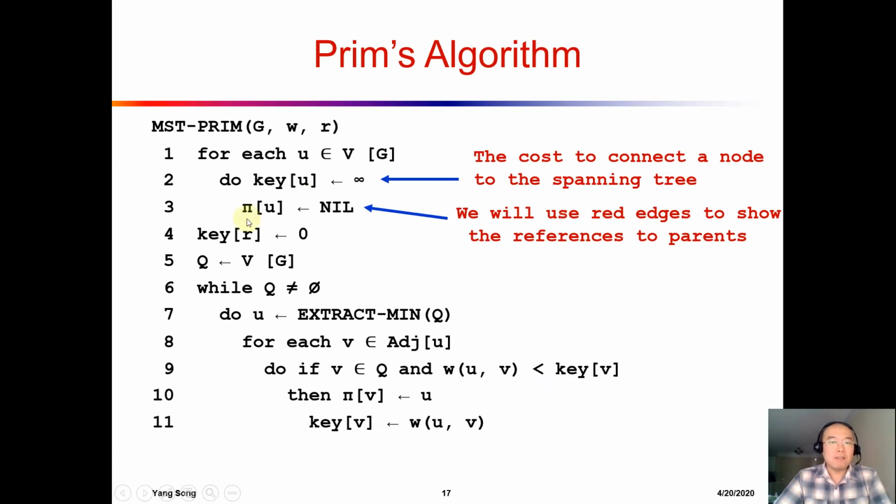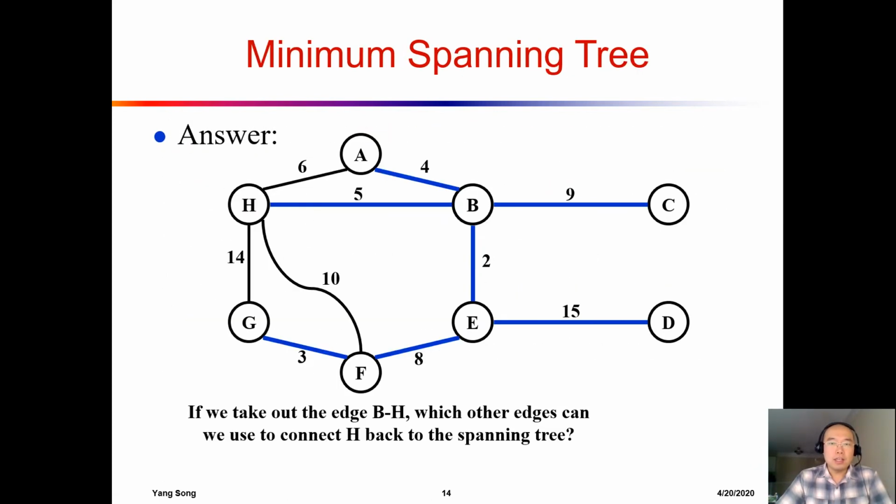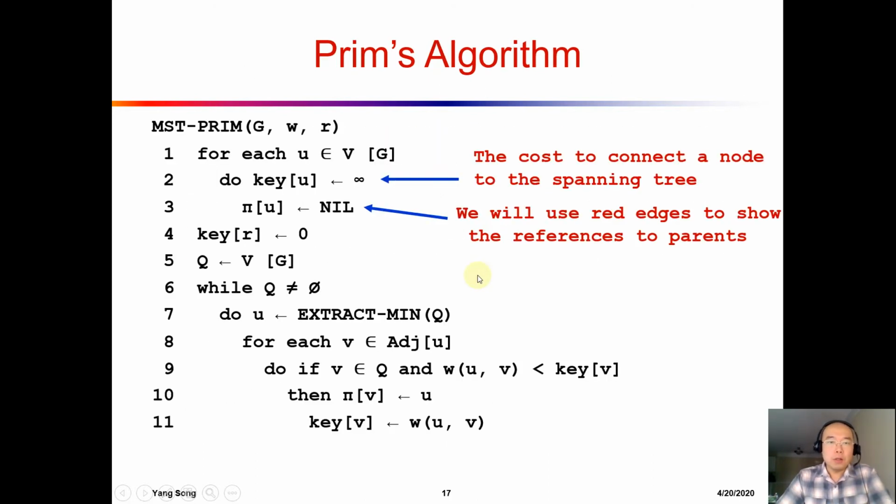So that is the key. And then we have the pi, which we have used before, and that is the parent. So we can say B is the parent of C, because C is going to connect to the remaining part of the MST by connecting to B. So B is the parent of C. Those are the important parts.